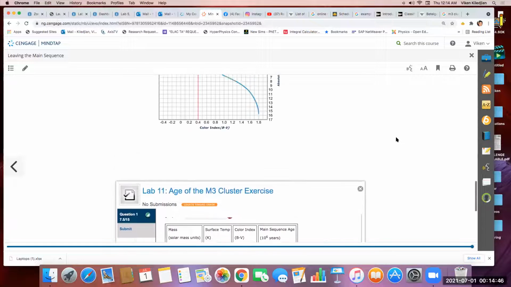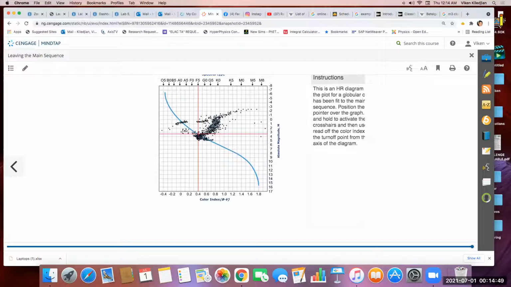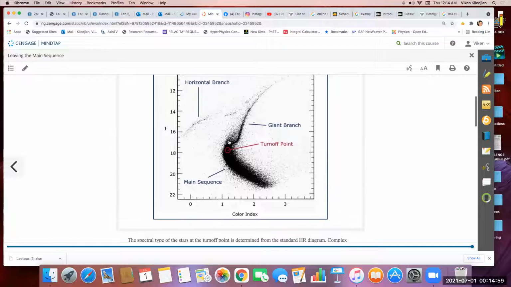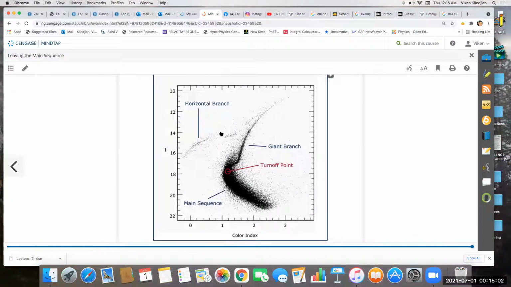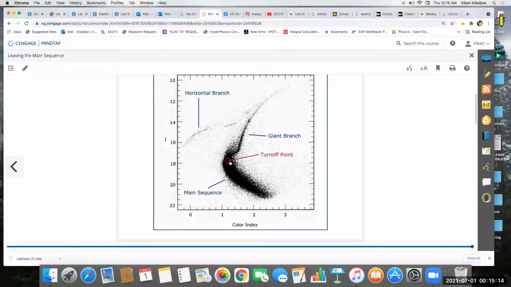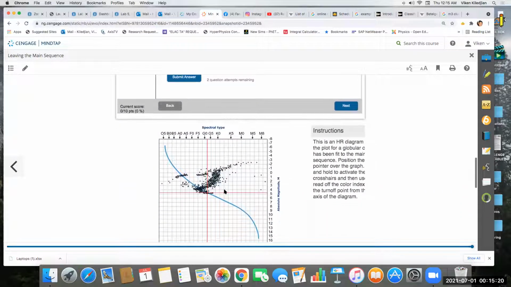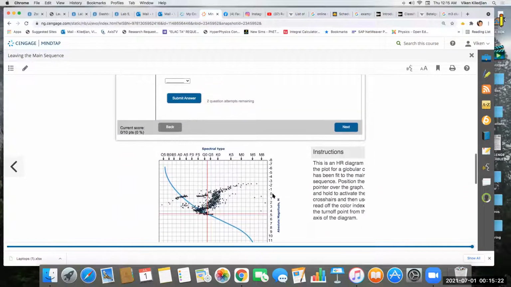Maybe we're reading this chart wrong. According to this chart, the turnoff point is like here. There's a horizontal branch here. These are stars that are dying, or stars that go off and then come back. So the turnoff point is somewhere there. But when it's cluttered, you can't really tell which one is the turnoff point. Maybe this one.